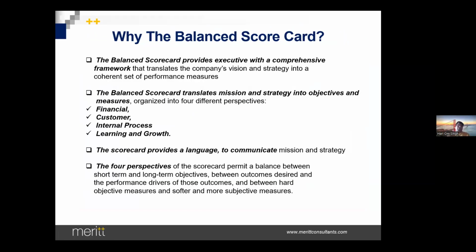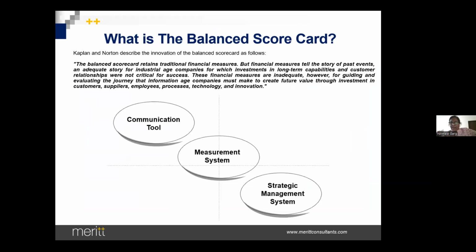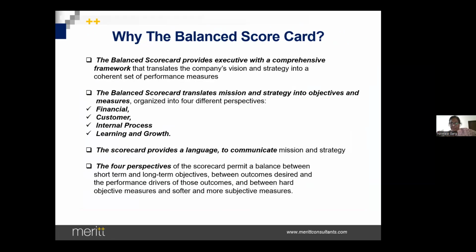Ma'am, I have one question. What will be the duration for the long-term vision and short-term vision? What will be the number of years for making the long-term vision and short-term vision?